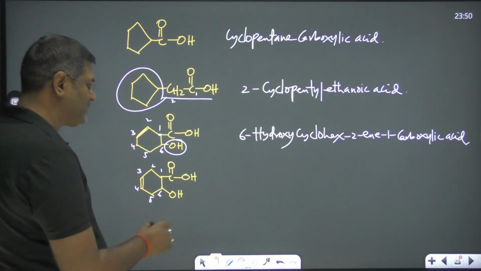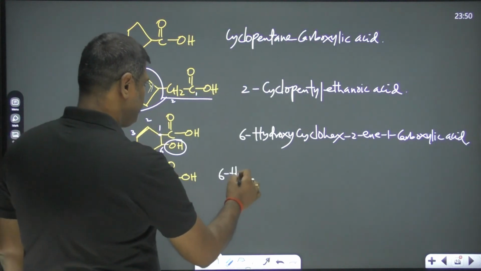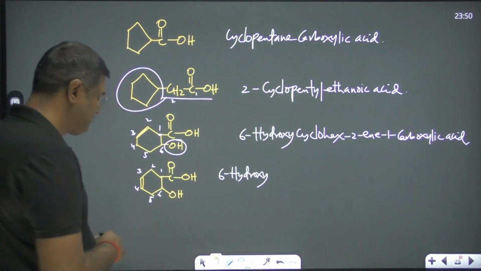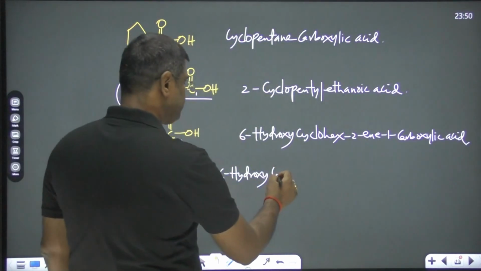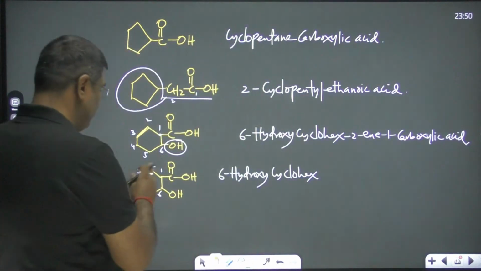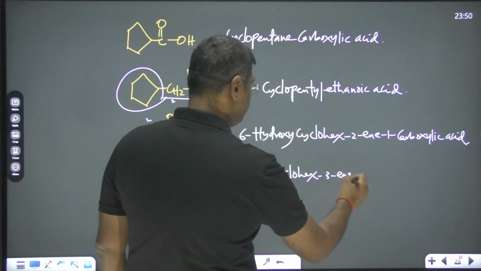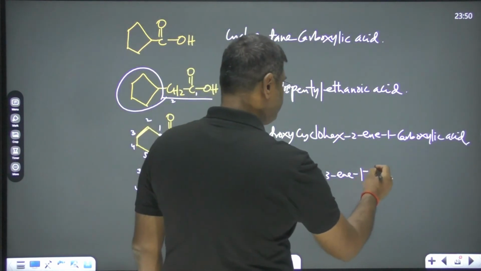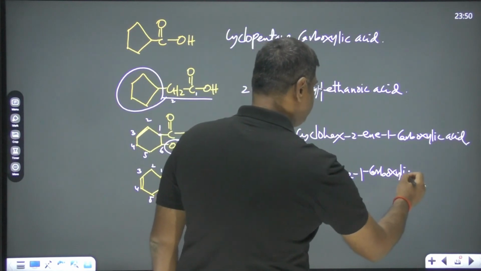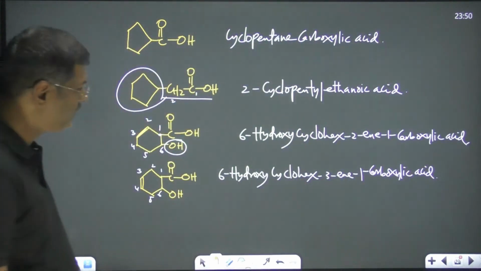So we'll write the same thing: 6-hydroxy cyclohex-3-ene-1-carboxylic acid. Yes, done.